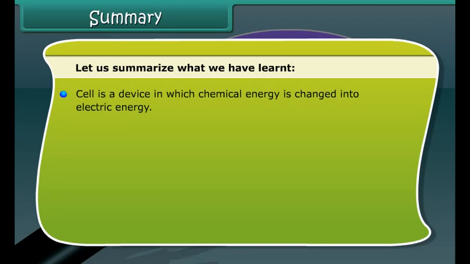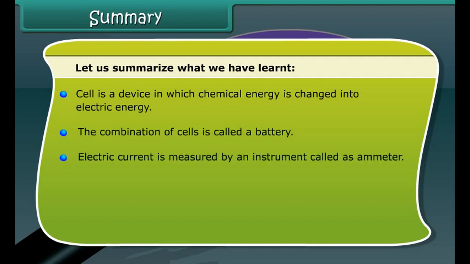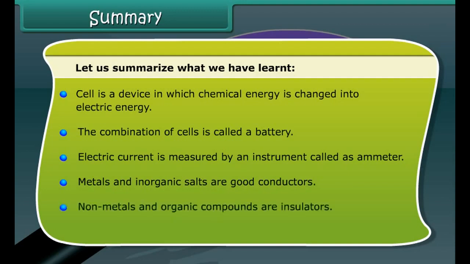Summary. Let us summarize what we have learnt. Electricity is a form of energy. Charges always occur together. Like charges repel and unlike charges attract each other. The flow of electrons is called electric current. Lightning is an electric discharge in the sky. Cells are sources of electric current. A cell is a device in which chemical energy is changed into electric energy.